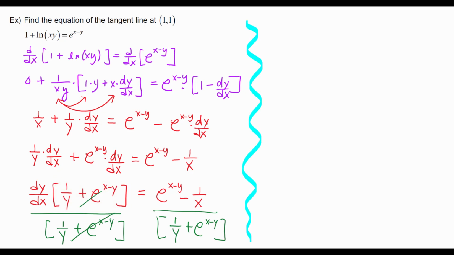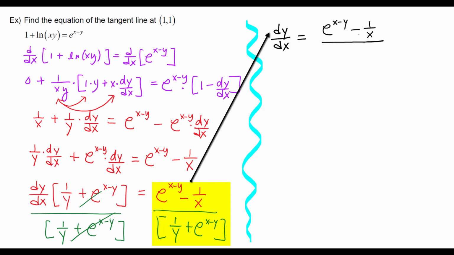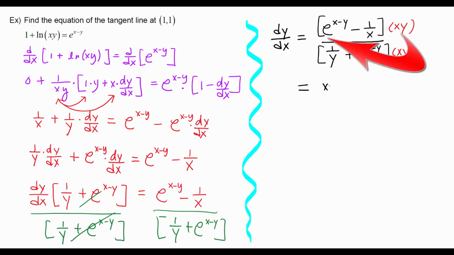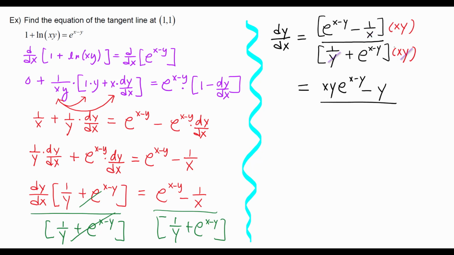So then finally, you have dy/dx equal to e to the x minus y's power minus 1 over x, over 1 over y plus e to the x minus y's power. Since I have 1 over x in the numerator and 1 over y in the denominator, which makes this a complex fraction, you have to clean this up by multiplying top and bottom by the LCD. The LCD will be x times y, which is xy. So multiply the numerator by xy, and multiply the denominator by xy as well. When you distribute, you get xy e to the x minus y, minus y in the numerator since x cancels, over x plus xy e to the x minus y, since y cancels. This is your dy/dx.